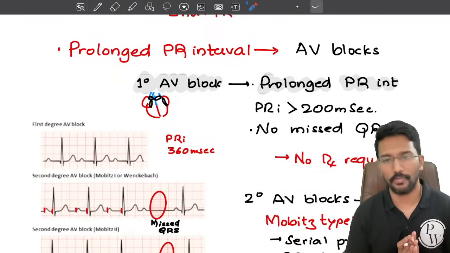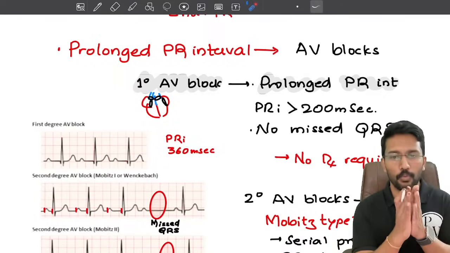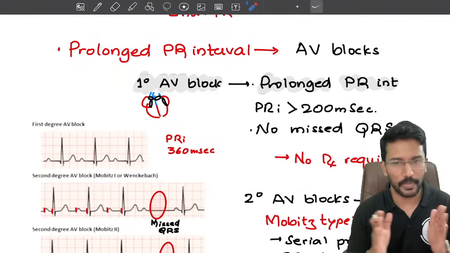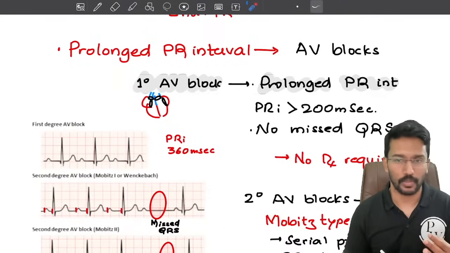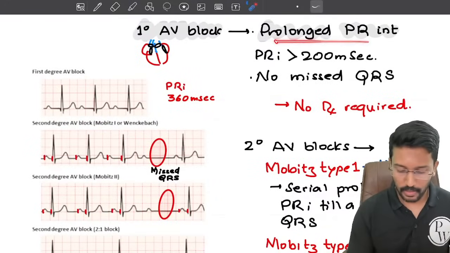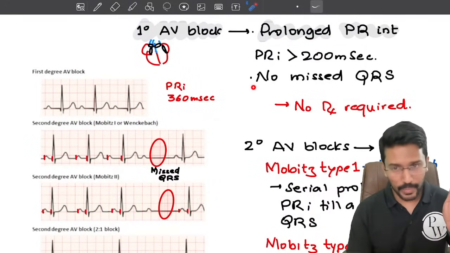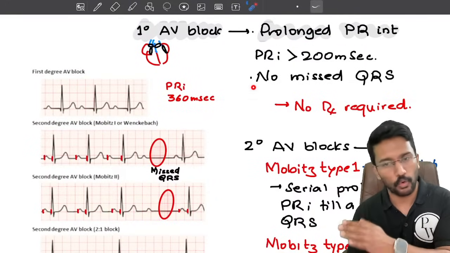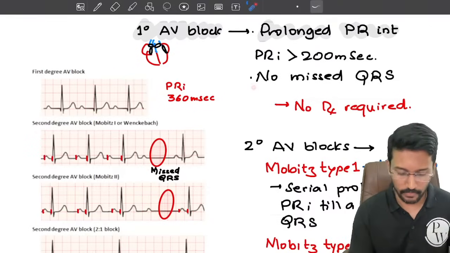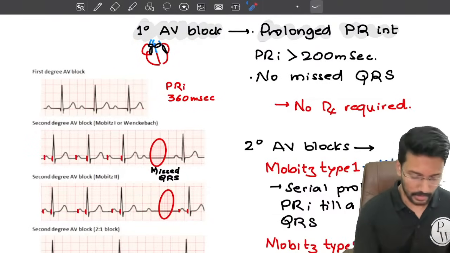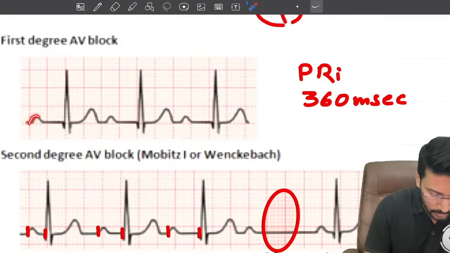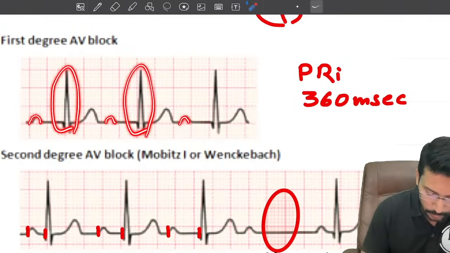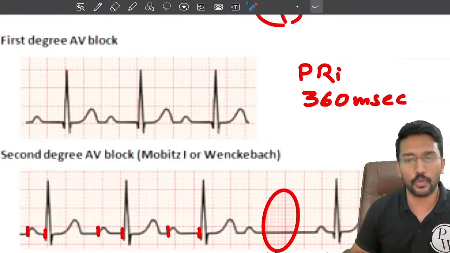So, in the first degree AV block, all we see is there is a prolongation of PR interval. Normal PR interval is 120 to 200. When it is more than 200, we call it prolonged. So there will be prolonged PR interval, but every P will be followed by a QRS. There will be no absent QRS. Then we will call it first degree AV block, like you can see in this image. What do you notice in this image? There is a P followed by a QRS, again and again. There is no missed QRS.